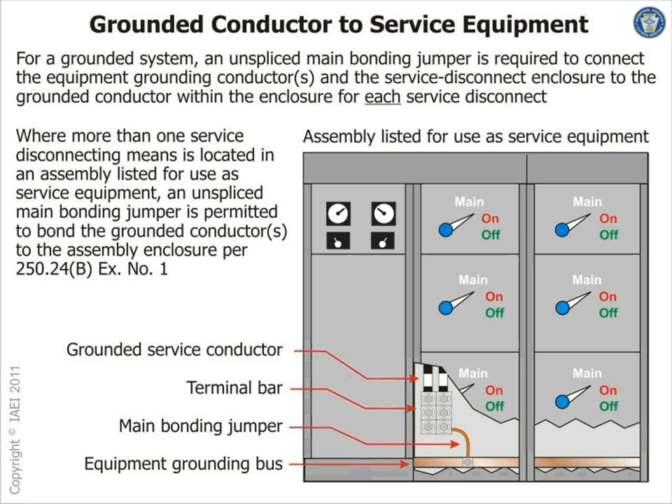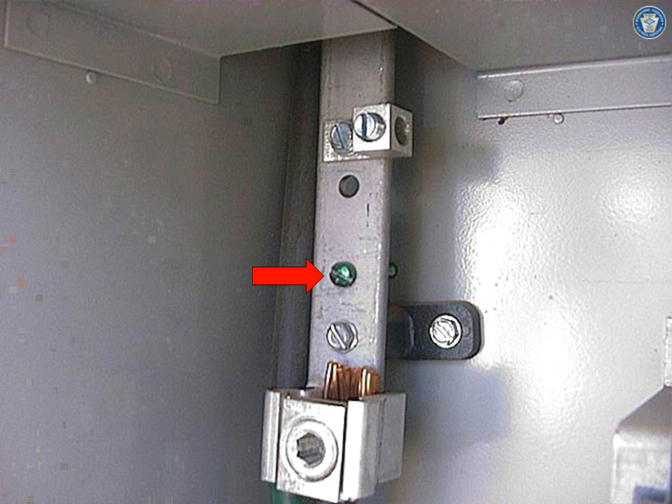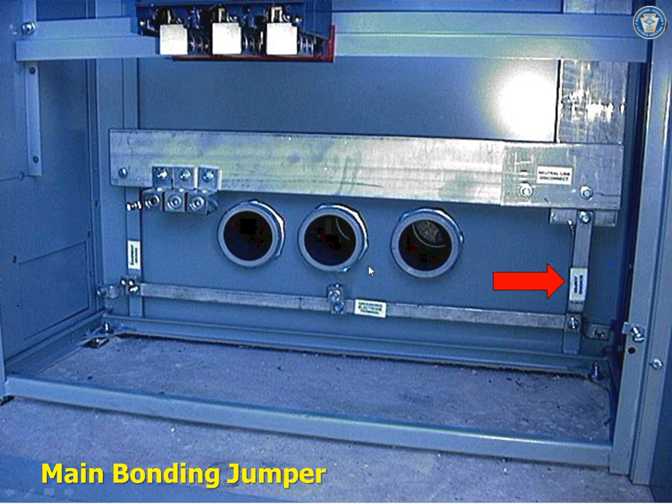A good example of this one, guys, is meter centers in an apartment. You bond them right in. You don't have to bond it each time. Here's your main bonding jumper as a screw. It doesn't have to be a wire; it could be a screw. Here's your main bonding jumper taking your neutral to the ground. Very typical in switch gear applications.